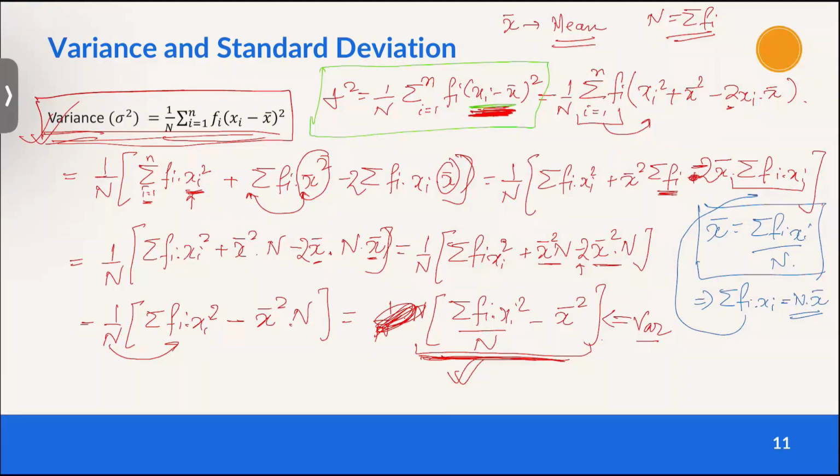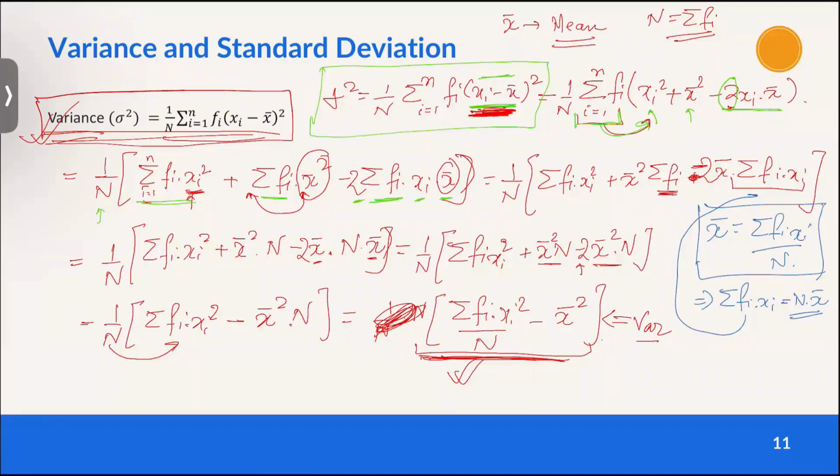So we are taking this, we are just expanding this. So it will be xi squared plus x bar squared minus 2 xi x bar. Now what are we doing? We are taking this sum inside. So it will be 1 by n summation of fi times xi squared. Here we'll also get summation of fi times x bar squared minus 2 times, because 2 was there, 2 times summation of fi into xi into x bar.